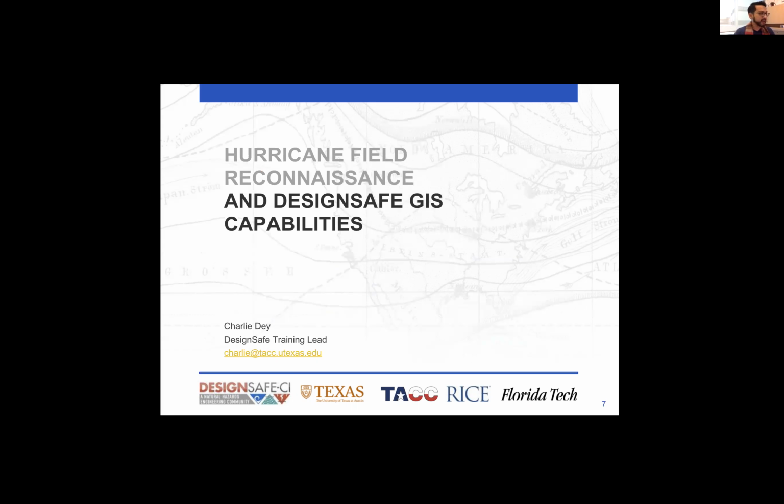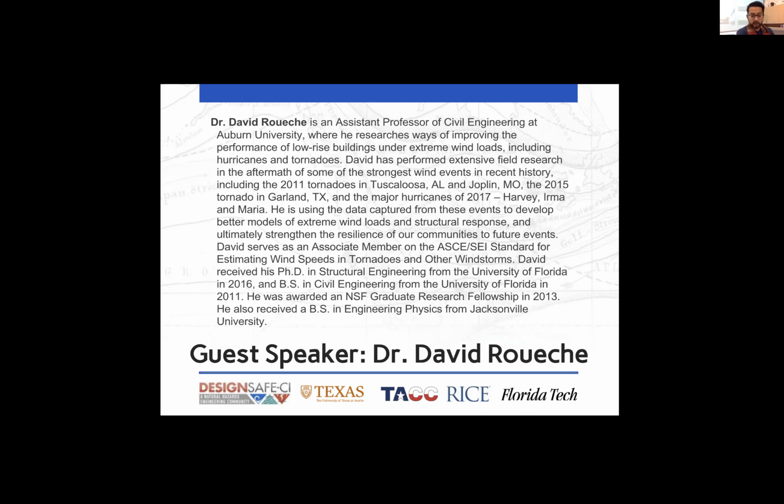With that, I'll be handing off to our guest speaker, Dr. David Roueche. I hope I'm pronouncing that correctly. Dr. David Roueche is an assistant professor of civil engineering at Auburn University. He has a lot of extensive field research in the aftermath of some of the strongest wind events that we've had. A lot of these, I know some people here have actually lived through, and they know exactly how serious they can be. One of the big things that he has done is a lot of reconnaissance on hurricanes Harvey, Irma, and Maria, and he's used a feature of DesignSafe to help his research.